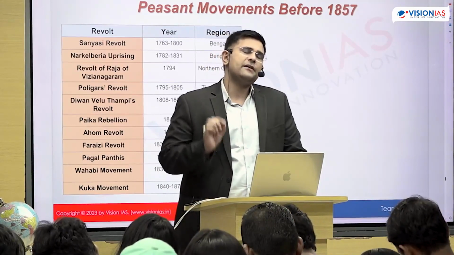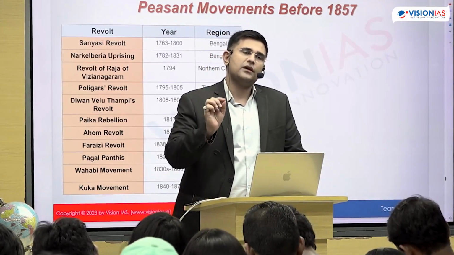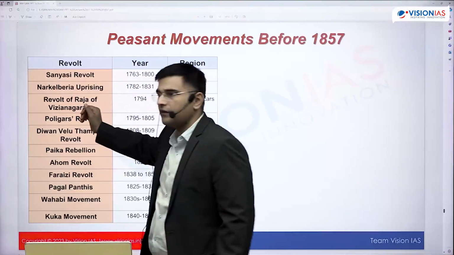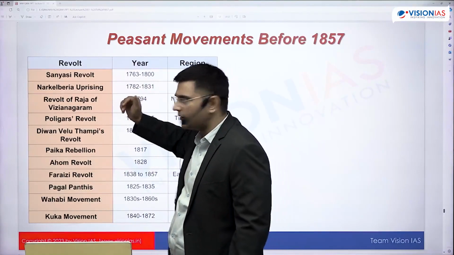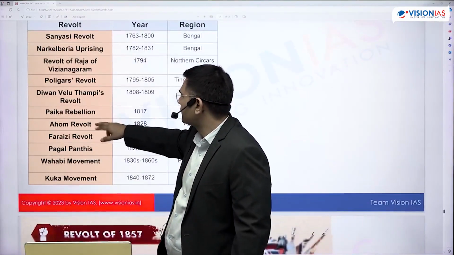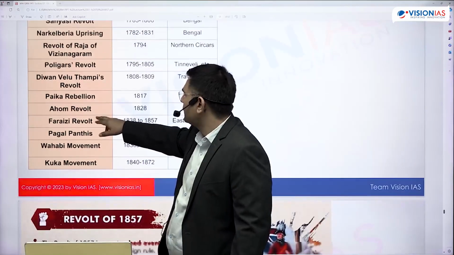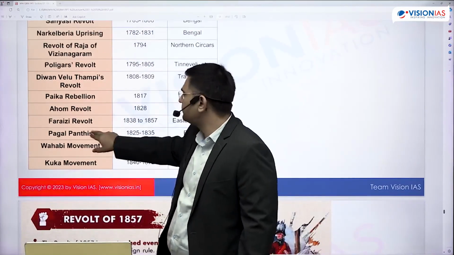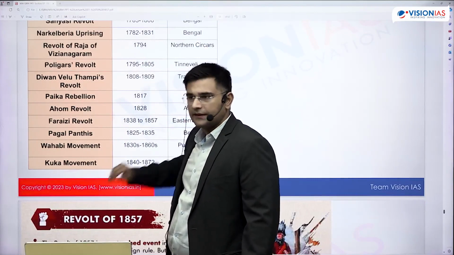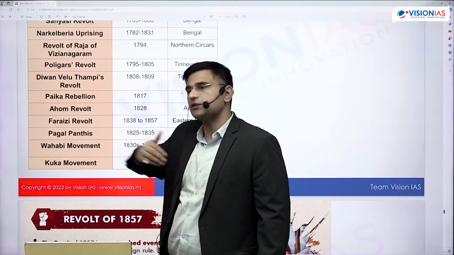Now, at times, the peasant revolts were led by the peasants themselves. For example, the Sannyasis, Madari fakirs in the Sannyasi revolt. Similarly, in the case of, for example, the Faraizi revolt, Pagalpanthis, Wahhabi movement, right? Kuka movement. Their leadership was provided by the Ryots themselves.